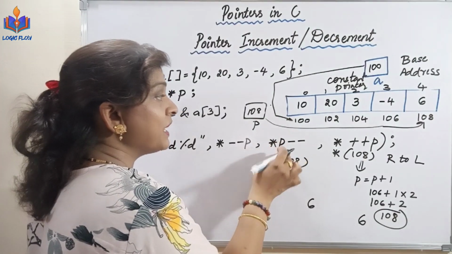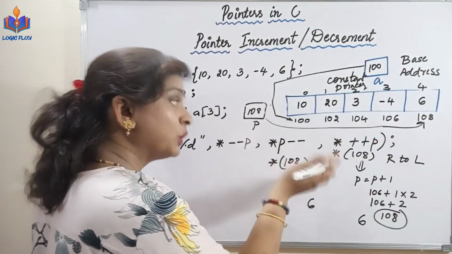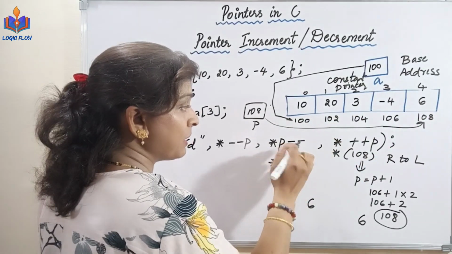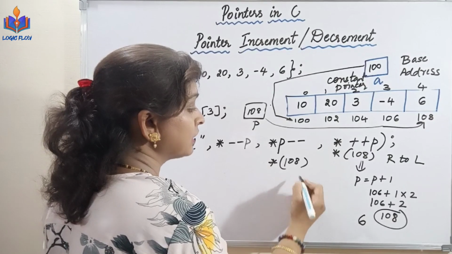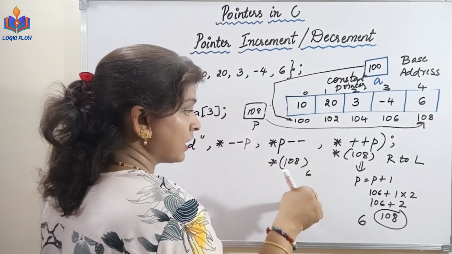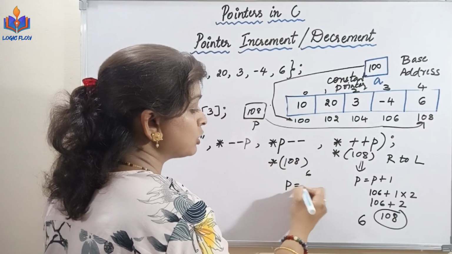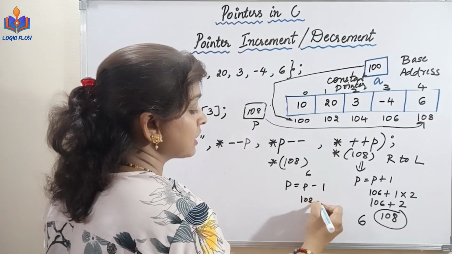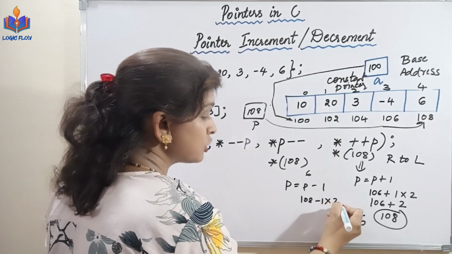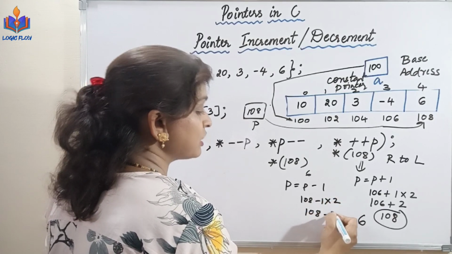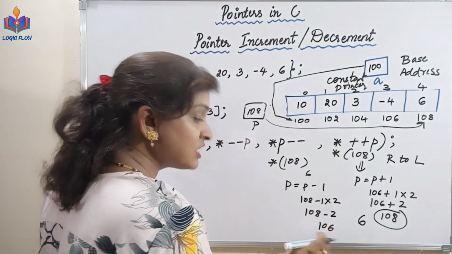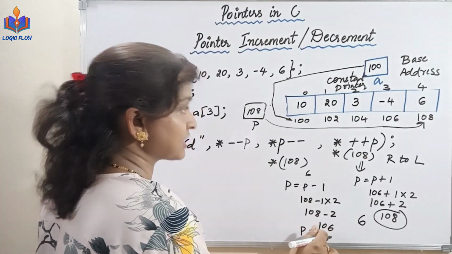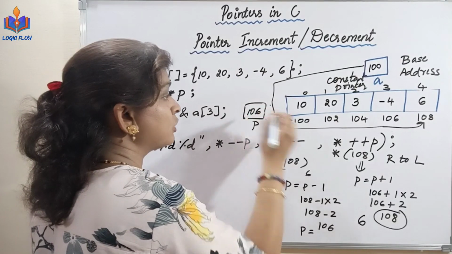So now p is pointing to 108. Do the decrementation means get backward by one element. So p minus minus, for this I'll get 6. Later p equal to p minus 1, means p is how much? 108 minus 1 into 2. So 108 minus 2, it will go to 106. So now p value is changed to 106. So now p is pointing to 106.